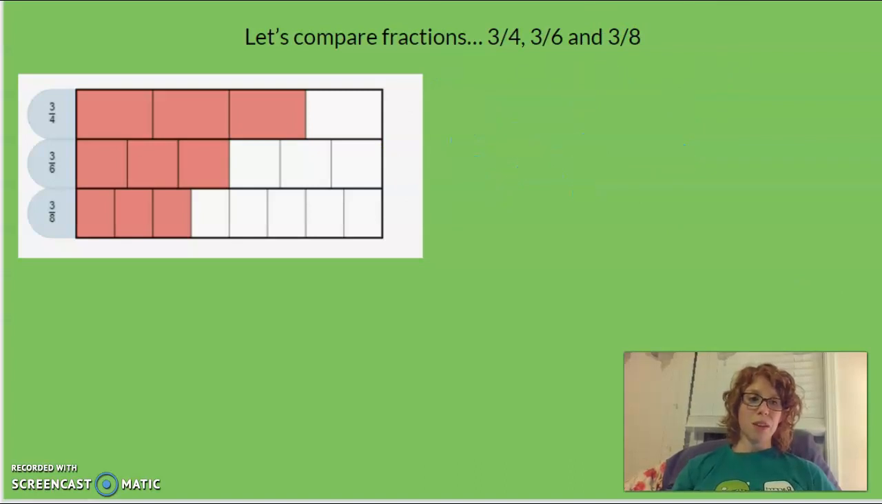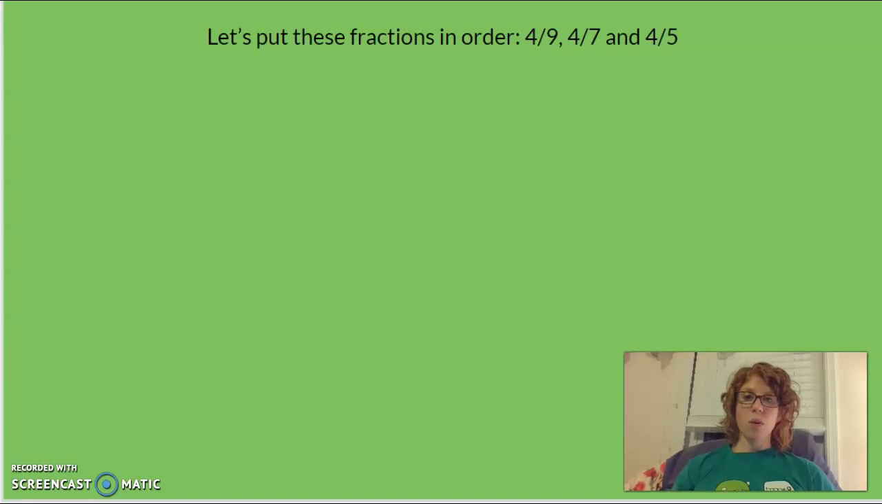Let's practice some of these fractions without the fraction bars. So I want you to pause the video, put the fraction bars back into the fraction bags, and we're going to put some fractions in order just with the fraction soldiers. All right, so we've got 4/9 and 4/7.